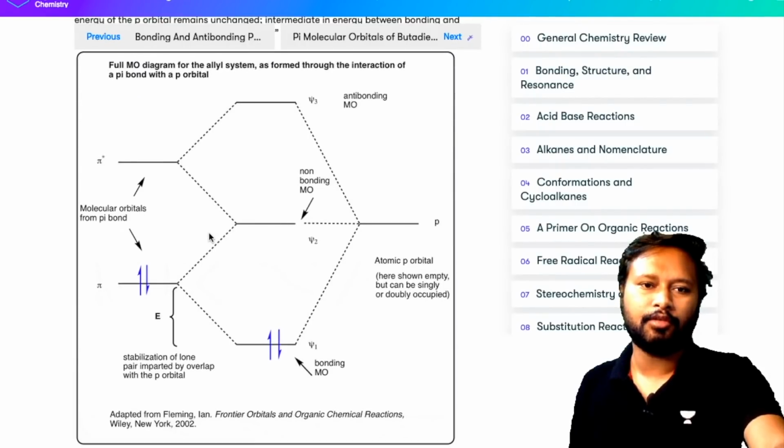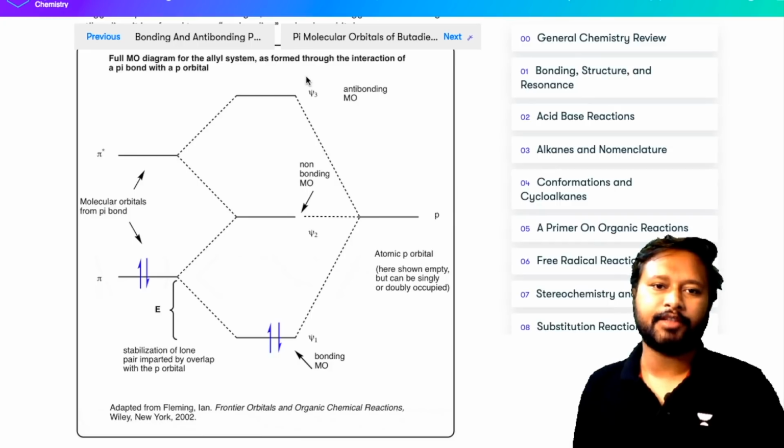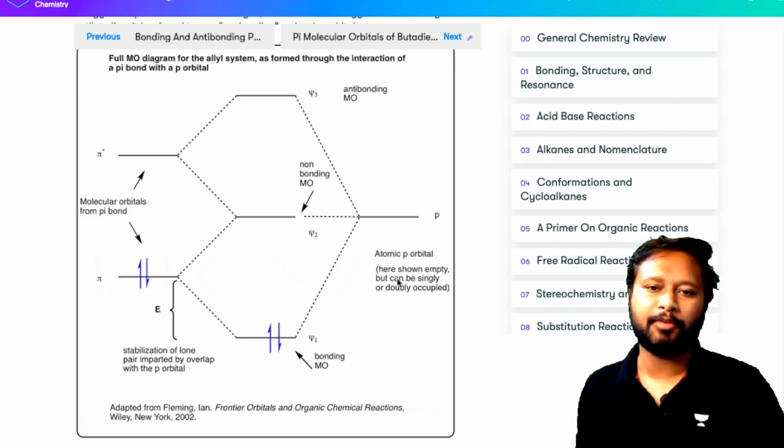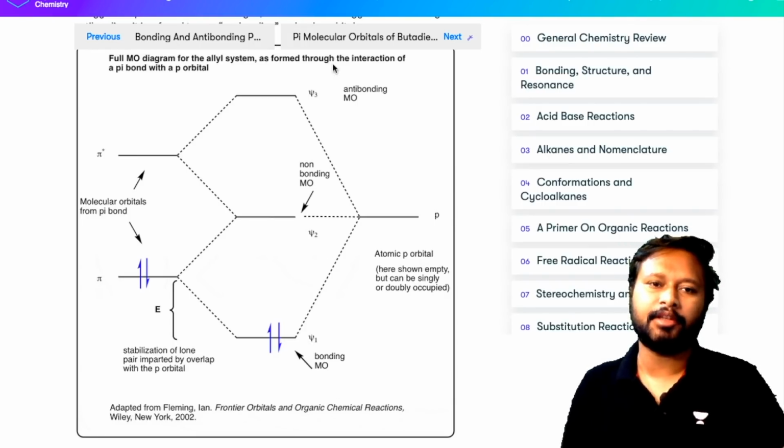What I am going to show you and what we are going to focus on is the full molecular orbital diagram of the allyl system as formed through the interaction of a pi bond with the p orbital. So these are the pi bond, these are the p orbitals. The atomic p orbital is shown empty here, but can be singly or doubly occupied, and these are the molecular orbitals from forming the pi bond. Now you will see that they interact in this way and they form 3 orbitals, let's say pi 1, pi 2 and pi 3.